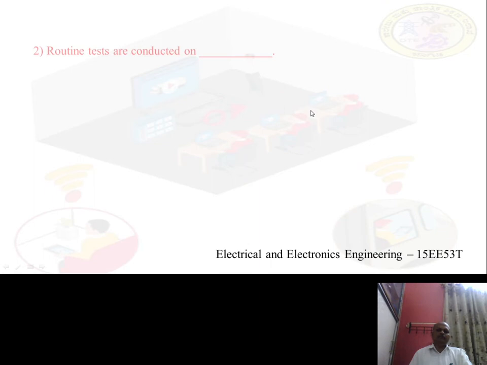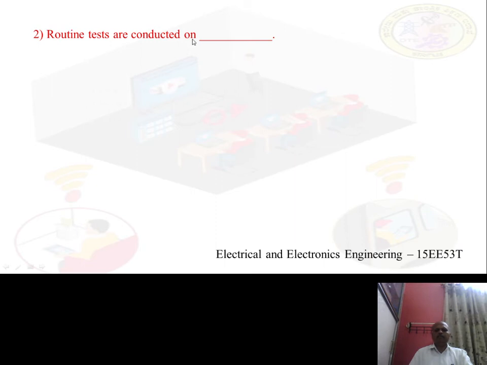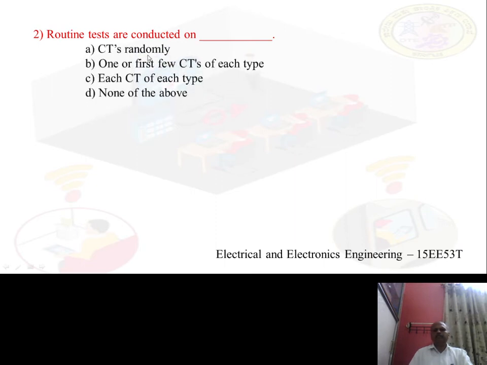Second question: routine tests are conducted on. Your options are A. CTs randomly, B. one or first few CTs of each type, C. each CT of each type, D. none of the above. Routine tests are conducted on dash. Your answer is each CT of each type.